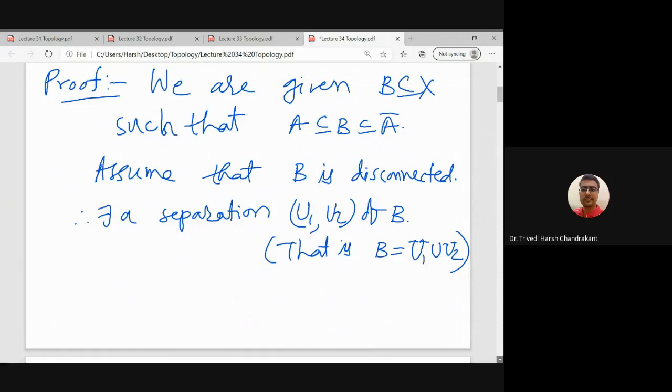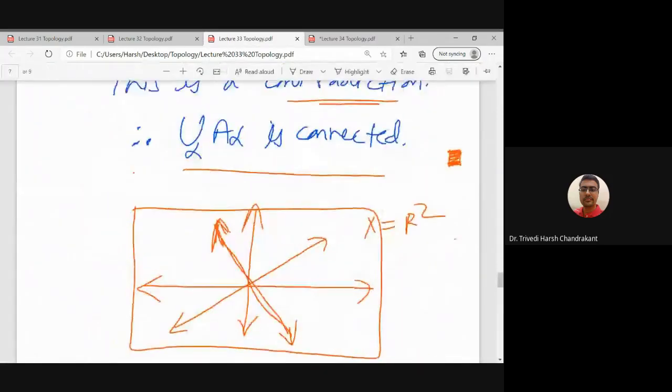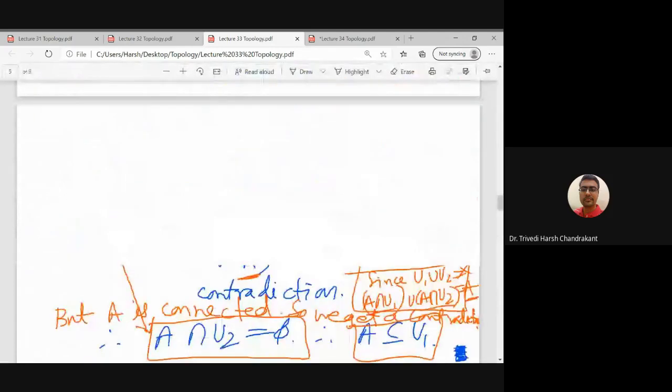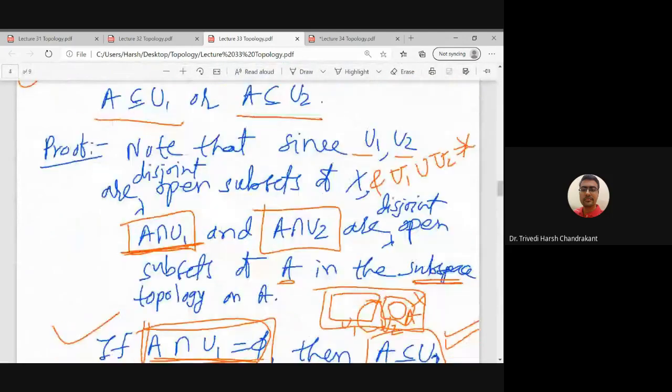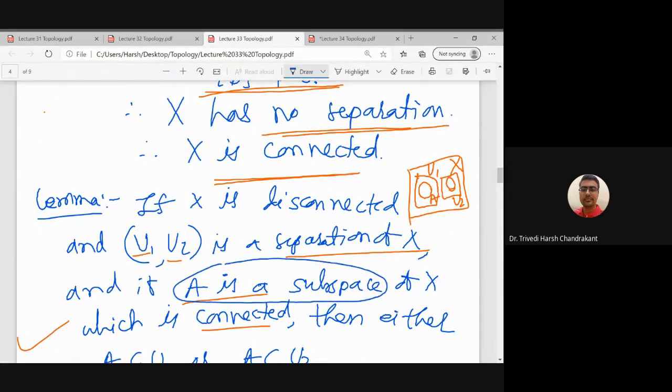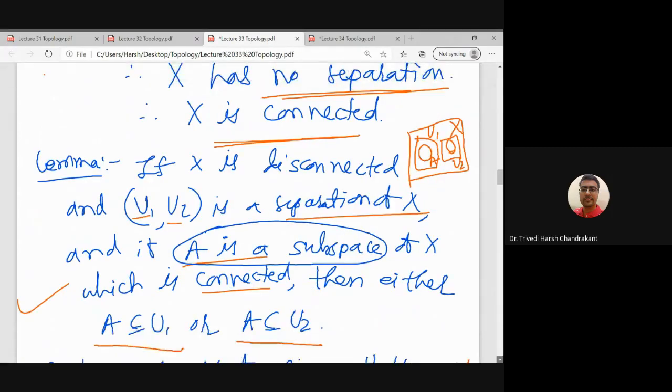So now we have a separation, and then we will use this result which we have proved: if I have a connected subset of a disconnected space, so I have a separation of a topological space in which I have a connected subspace A, then A will be either in U1 or it will be in U2. A is contained in U1 or U2.